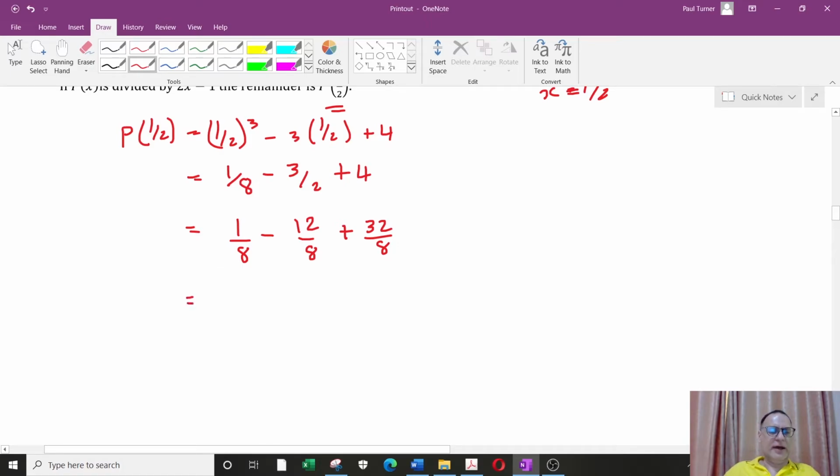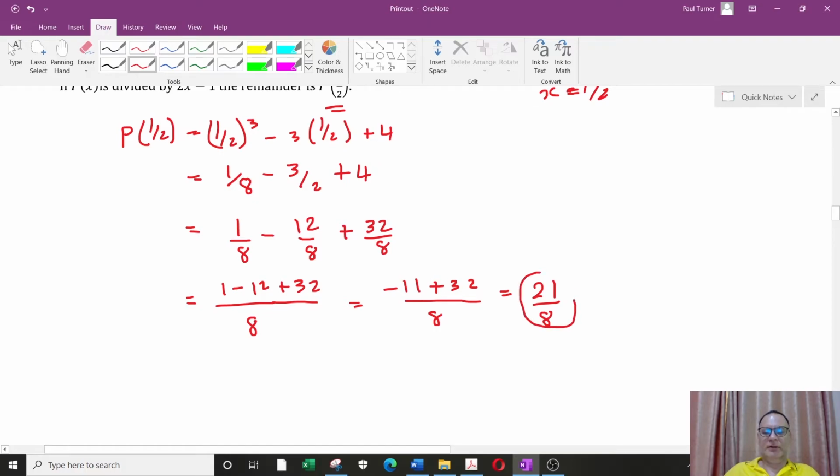And you know why I did that? Because when we have a common denominator, then we can add the numerators. So it would be 1 minus 12 plus 32, divided by 8. So 1 minus 12 is minus 11, plus 32 on 8. What's 32 minus 11? 21 on 8. And you can write it as a mixed number if you want, but an improper fraction is okay.